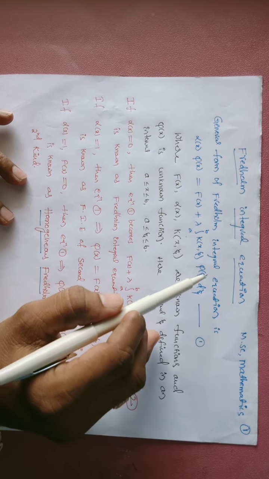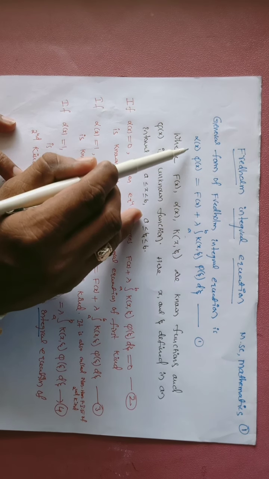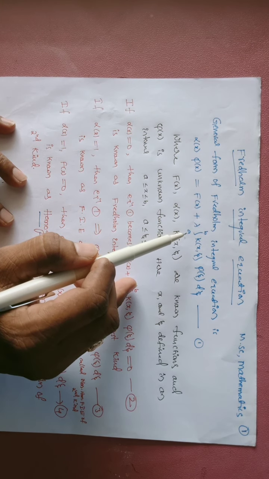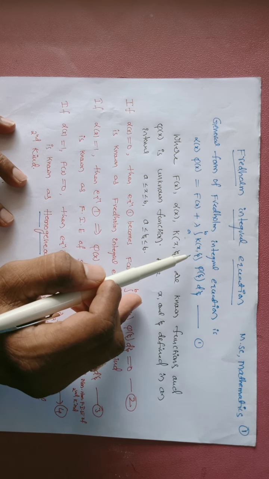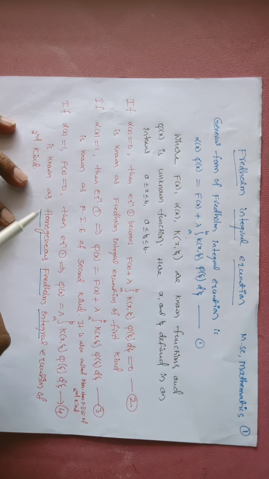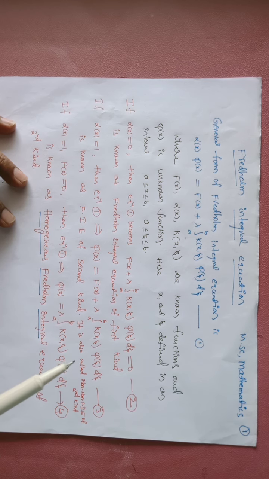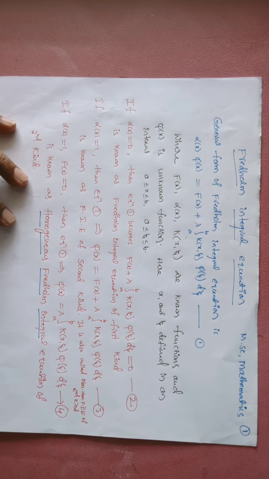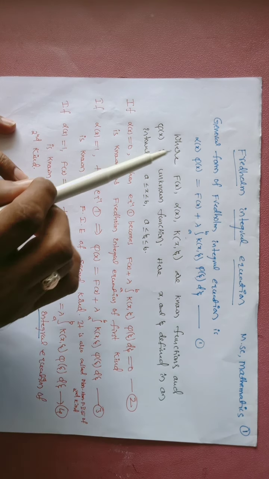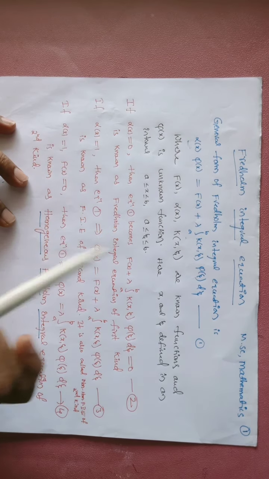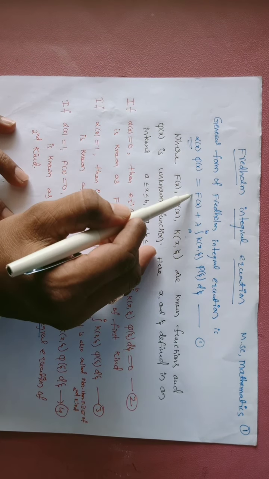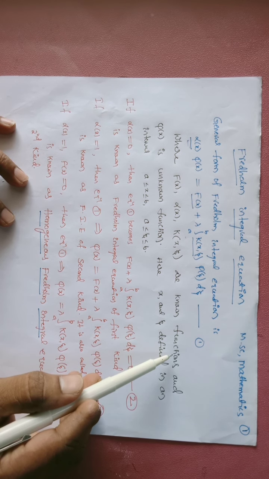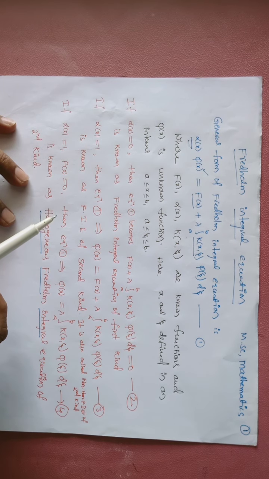The general form of the Fredholm integral equation is this structure: alpha(x) phi(x) is equal to f(x) plus lambda times the integral from a to b of k(x, xi) phi(xi) d xi. Already we know an integral equation is said to be a Fredholm integral equation if both lower and upper limits are constants or fixed real numbers. So here alpha(x), f(x), k(x, xi) are the known functions, and this function phi(x) is the unknown function.